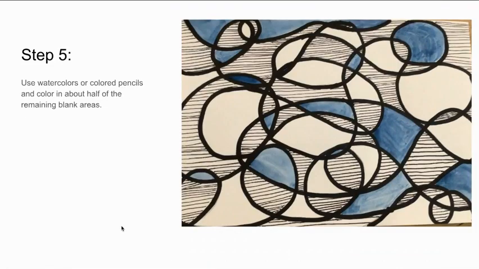Okay, I used watercolors, but you can use colored pencils if you would like to. And you're going to color in about half the circles or the areas that are left that do not have lines in it. So I left some of the areas open that are plain white, and then the other areas have my blue in it, and then other areas have my lines in it.